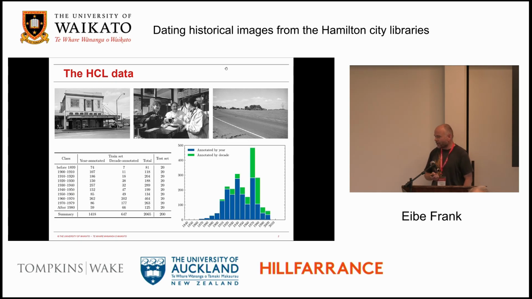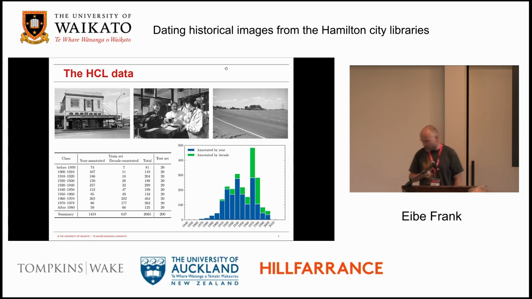All right, so here are a few historical images of Hamilton. There are a lot of roads in Hamilton, and interestingly, even the library finds it worthwhile to collect these pictures of roads, amongst other things. The data is quite varied, so we have quite a bit of data where we only know the decade in which the photo was taken, and then we have some data in which we know the year. As you can see in these statistics, we had about 2,000 images for training. 600 of those had just a decade as a label, and 1,400 were annotated by year.